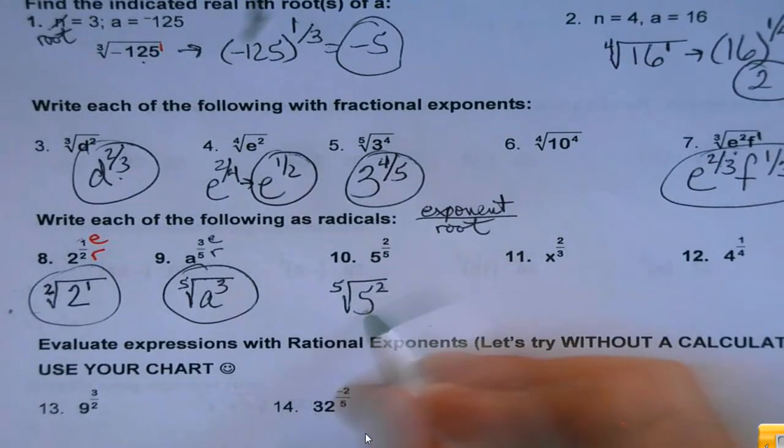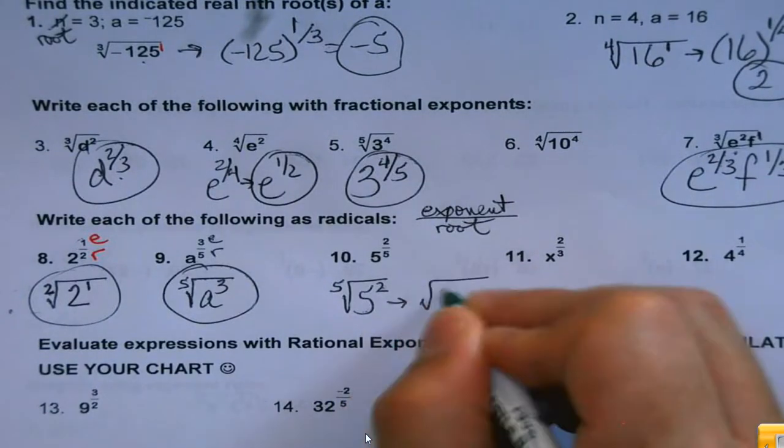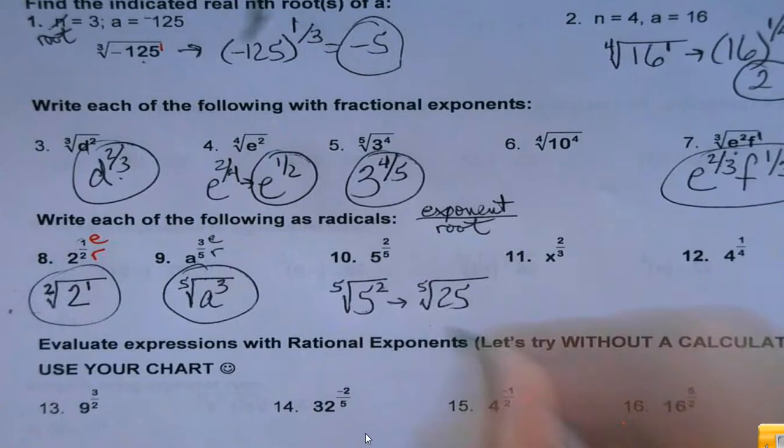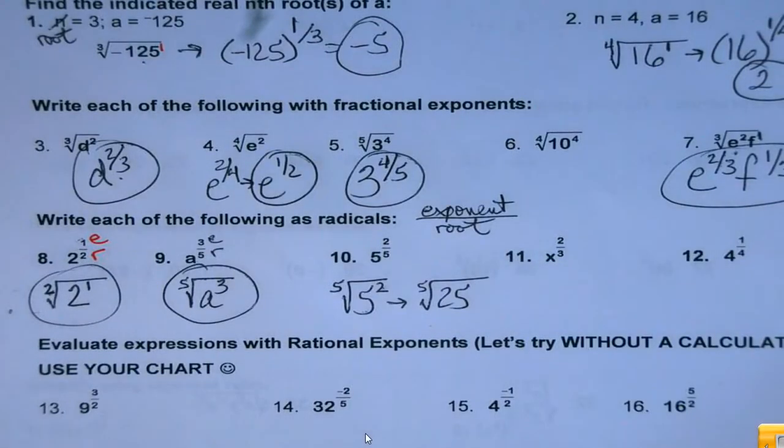actually simplify this? I mean, I know that 5 squared is 25. Can I do that instead? They're equivalent. I'm absolutely fine with you doing either of those. Okay? They both show me you understand the concept.